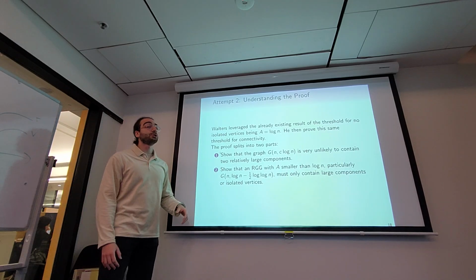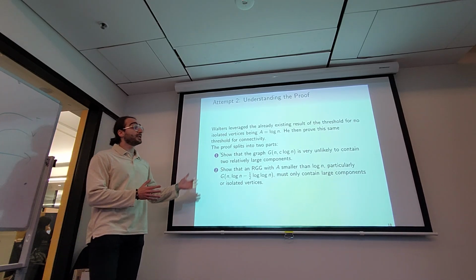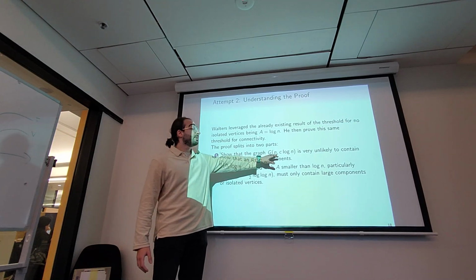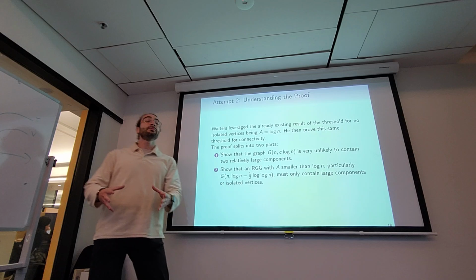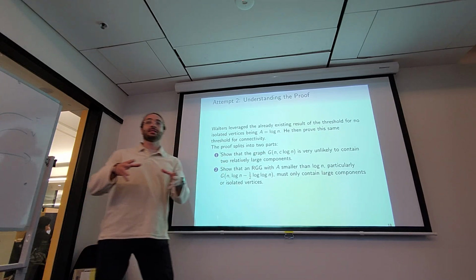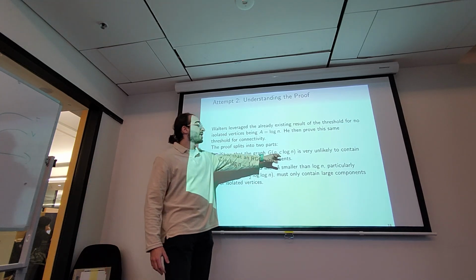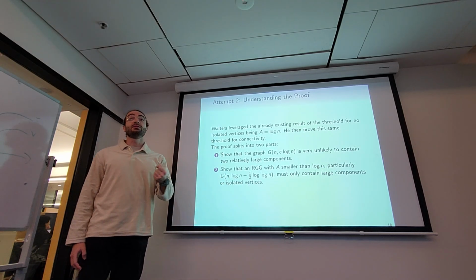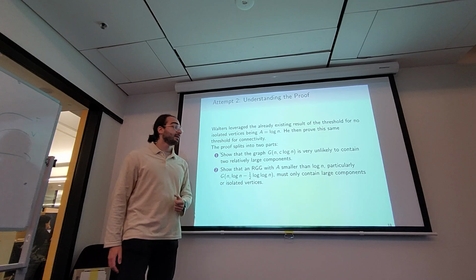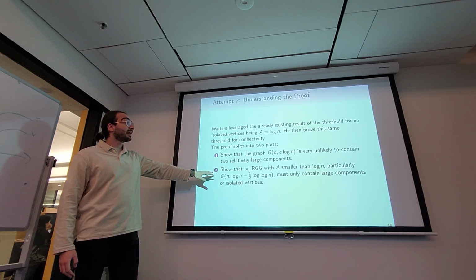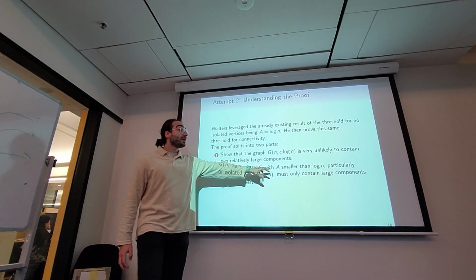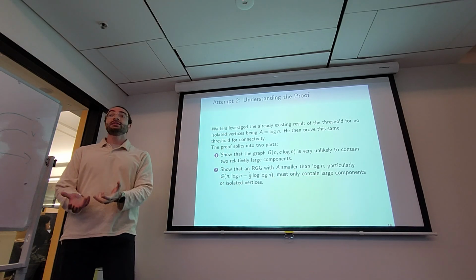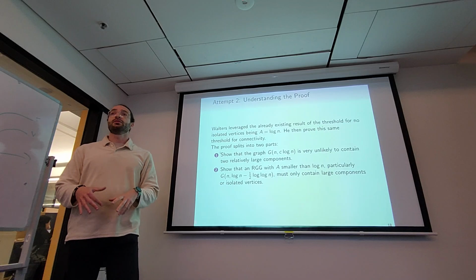The proof to show that the hitting times coincide was split into two parts. The first thing he did was show that the random geometric graph, with the metric space having an area of n and the area around each vertex being C log n, is very unlikely to contain two relatively large components. The second part was essentially saying that an RGG with an area a little bit smaller than log n must only contain large components or isolated vertices.